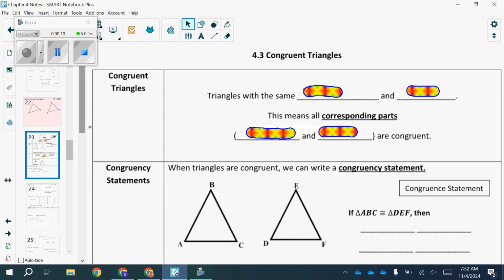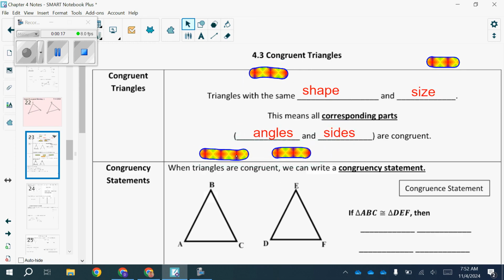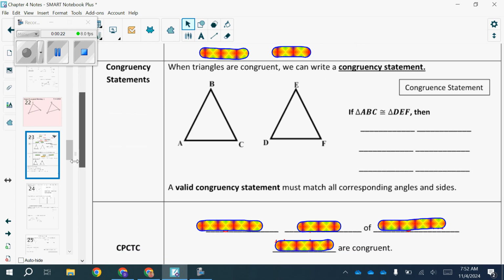So congruent triangles are triangles of the same shape and size. This means that all corresponding parts, or angles and sides, are congruent. So we'll have what are called congruency statements. For example, if these triangles are congruent, it would mean that this side is congruent to this side, is congruent to this side, and same with this one.